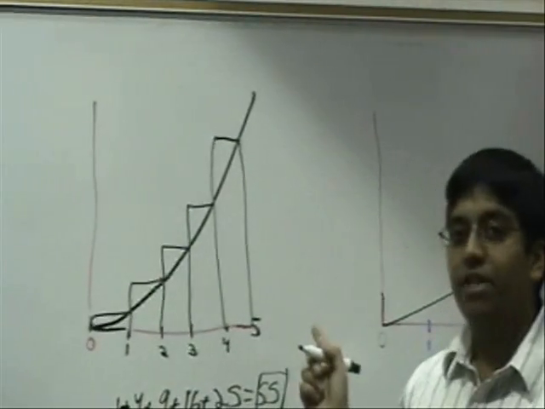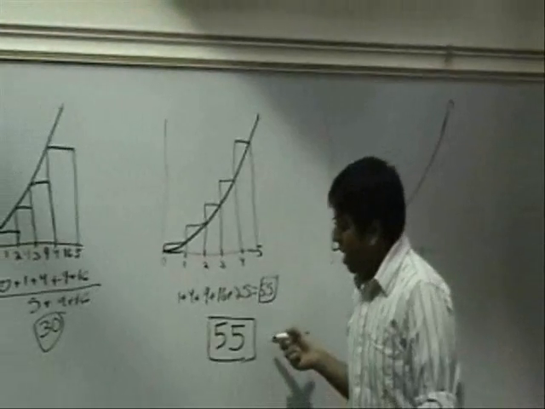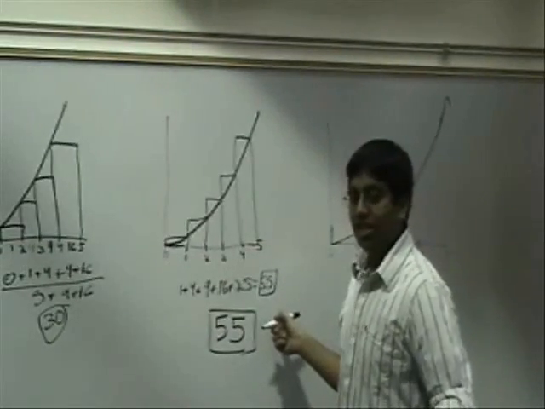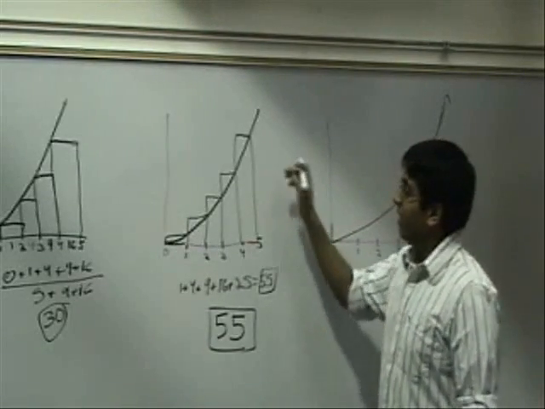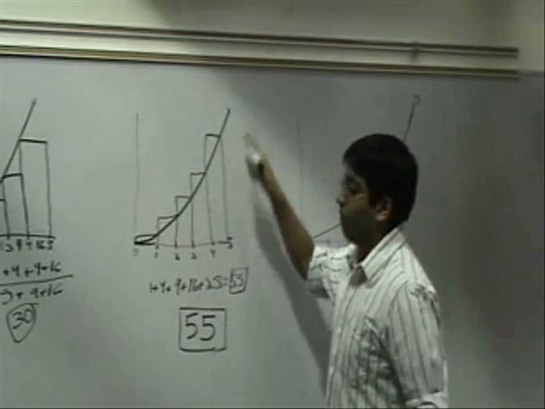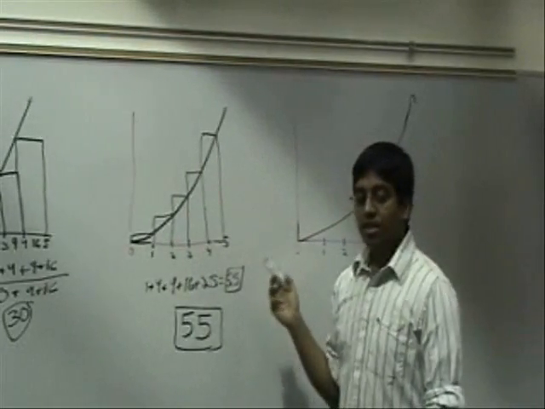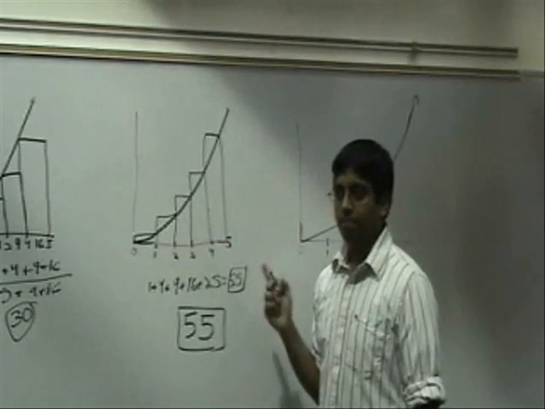By adding these rectangles up, we can approximate the area of this interval. And as you see here in the calculations, this comes out to be 55. Now if you look at the graph, this area is larger than the actual area underneath this graph of y equals x squared. This is because this graph is increasing and concave up.